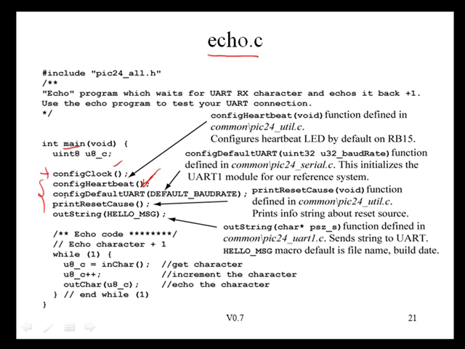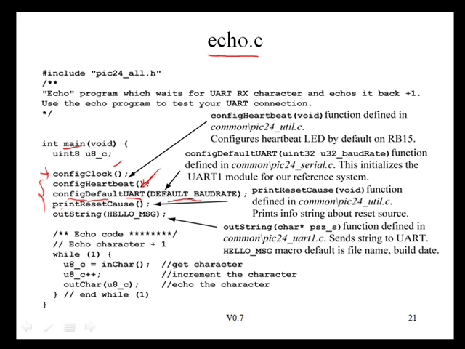So as long as that heartbeat LED on RB15 is blinking, you know that your program is executing code. This library function right here is used to configure the serial port. That serial module is called a UART, and we're going to discuss that in quite a bit of detail later on in the semester. This parameter right here, default baud rate, is used to specify the speed at which characters are going to be sent over that serial link.